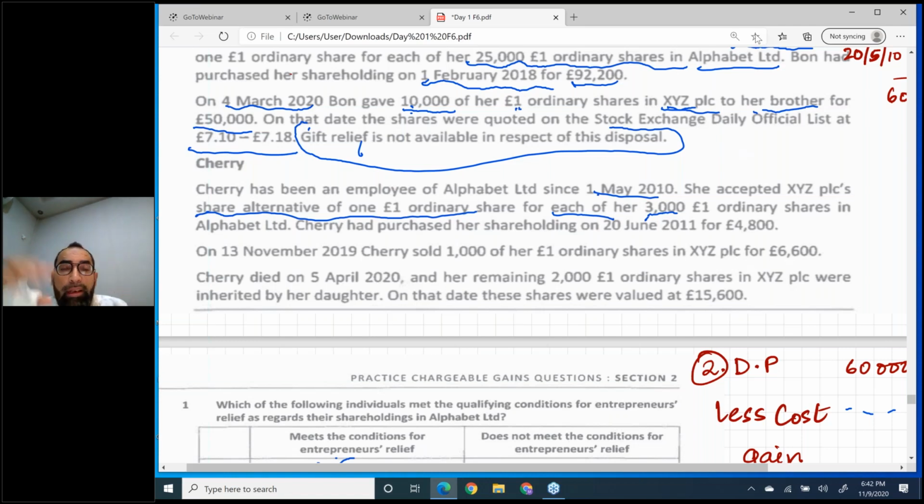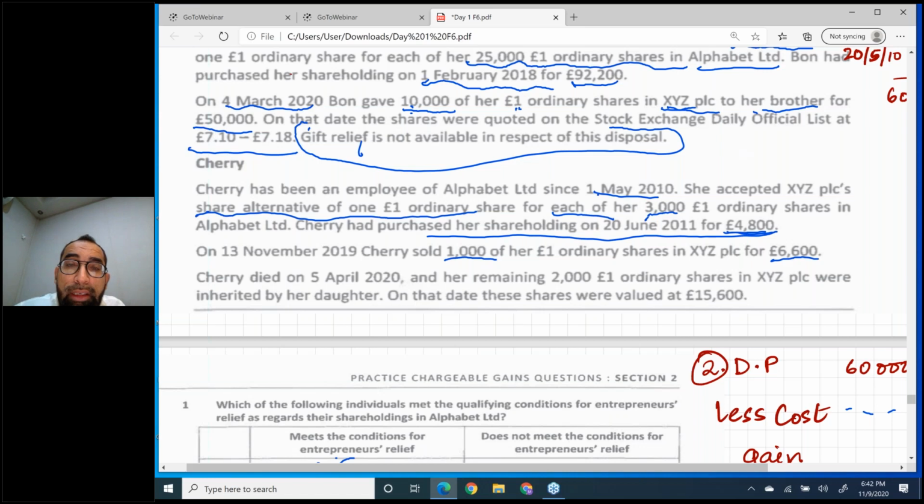Now what Cherry has done, Cherry gave away her old Alphabet Limited 3,000 shares, and she got new 3,000 shares of XYZ. Now what is the cost? 4,800 is the cost. Now just check the turn. On 13 November 2019, Cherry sold 1,000 of her ordinary shares in XYZ for 6,600. Out of these 3,000, she sold 1,000 shares.